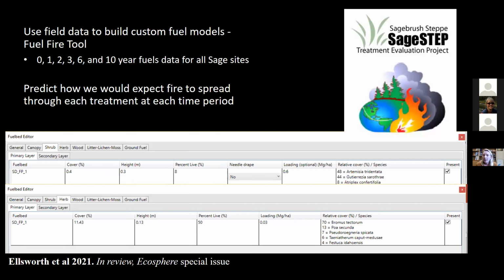So for the purposes of today's talk, we used the data from 6 sites, years 0, 1, 2, 3, 6, and 10, and built custom fuel models for each plot at each site at each time step. This is just what the interface looks like, where you can go in and modify from the FCCS standard fuel beds to create site-specific fuel characterizations.